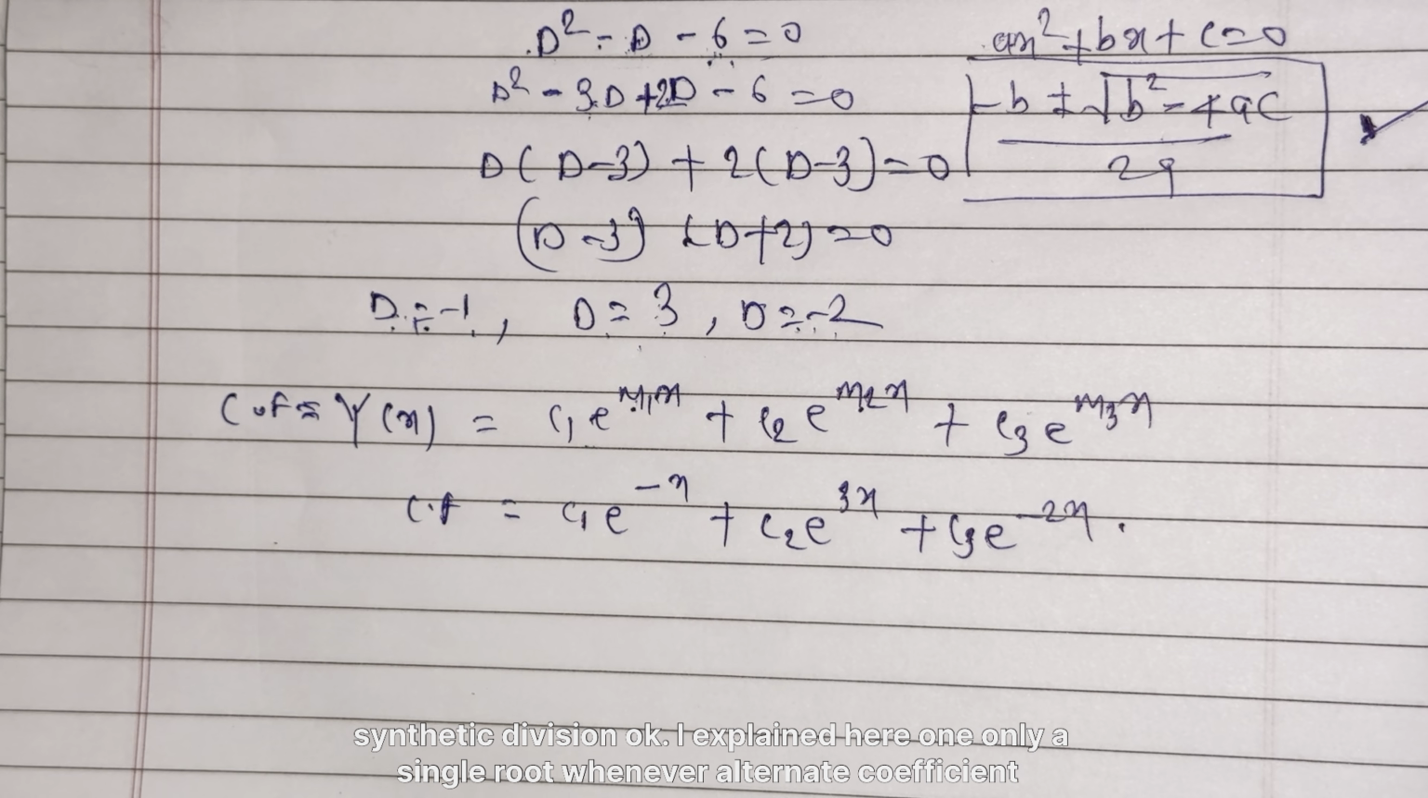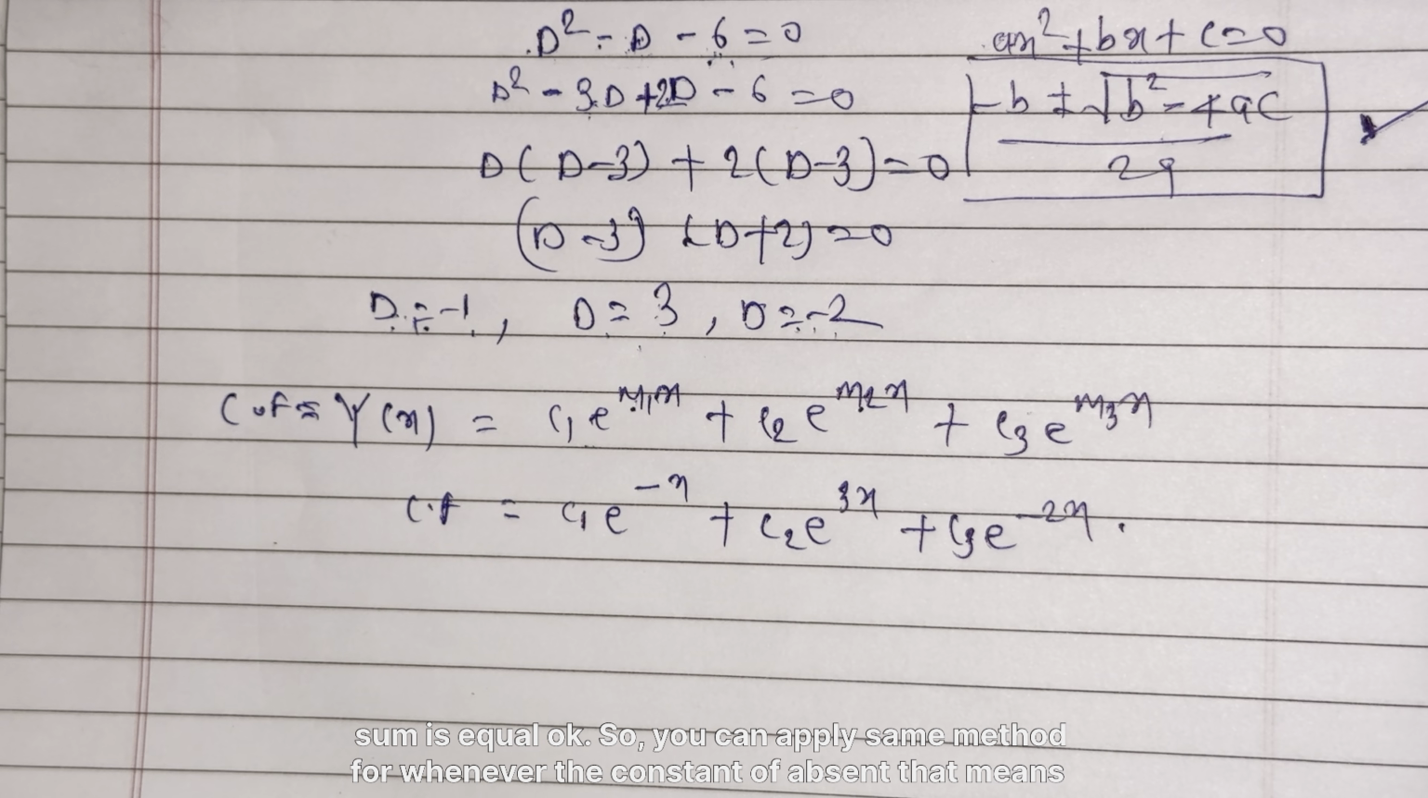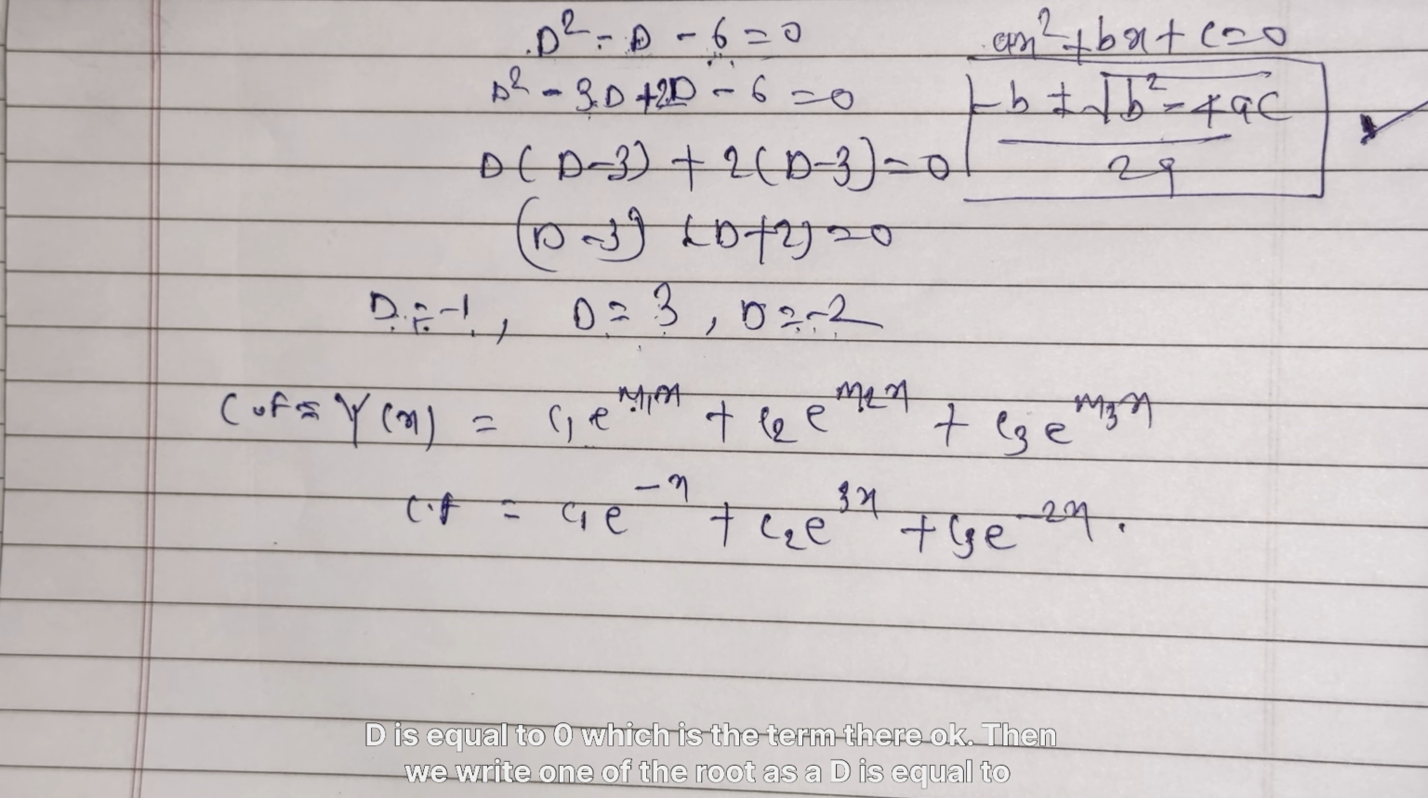I explained here only a single rule: whenever the alternate coefficient sums are equal. You can apply the same method whenever the constant term is absent, that means D = 0 is one of the roots. If the constant term is absent, we write D = 0 as one of the roots. If the alternate coefficient sums are equal, then we write D = -1 as one of the roots.